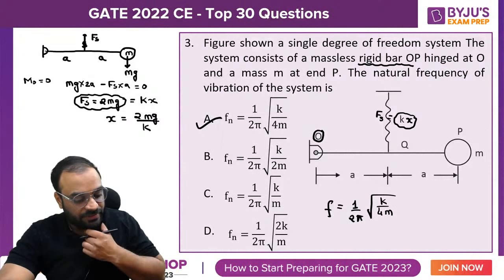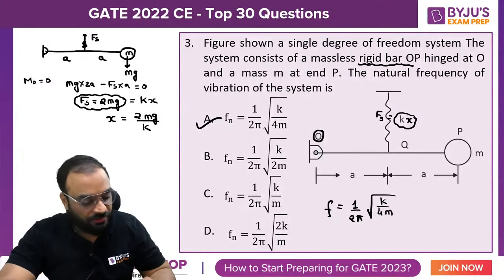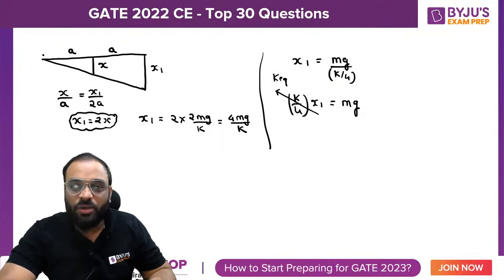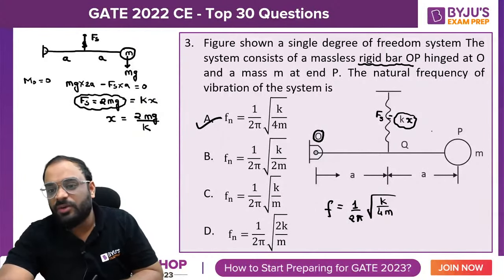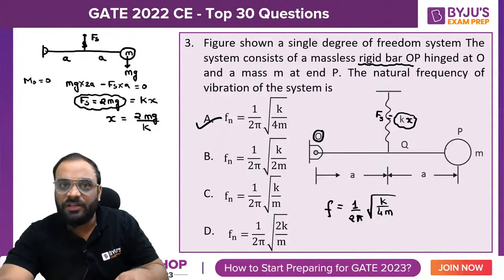A will be the correct answer. Clear? Very good, Mayank. Very good. Now I think all of you are able to understand how to solve this particular problem also. Ultimately, you just need to find out the stiffness in the direction of mass itself, whatever mass you have. You need to find out the stiffness in that particular direction.